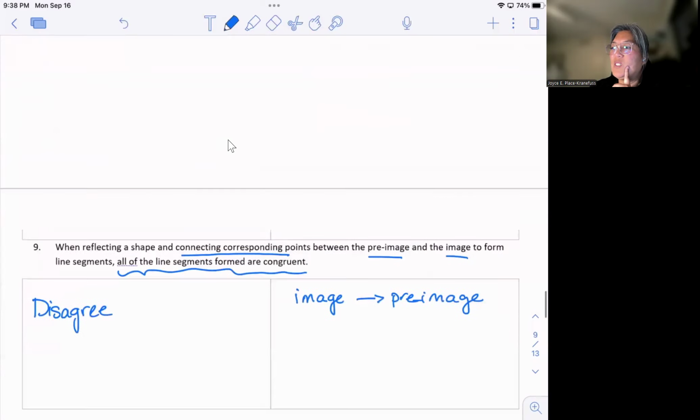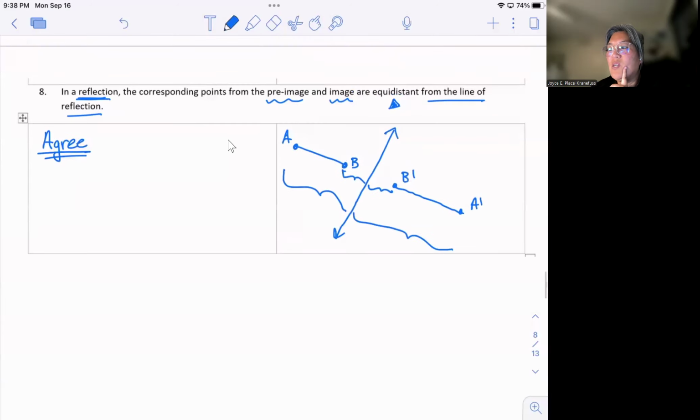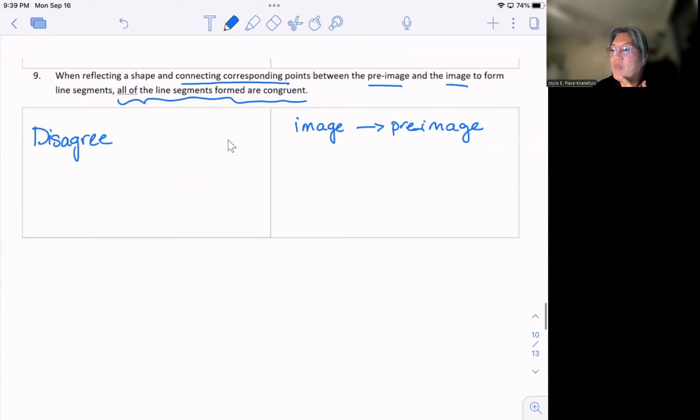Very clearly, we can see in this one, does A A prime equal B B prime? The answer is no, because A is further from the line of reflection than B is. So therefore, A prime to A is larger than B to B prime. And you can explain that. Okay.